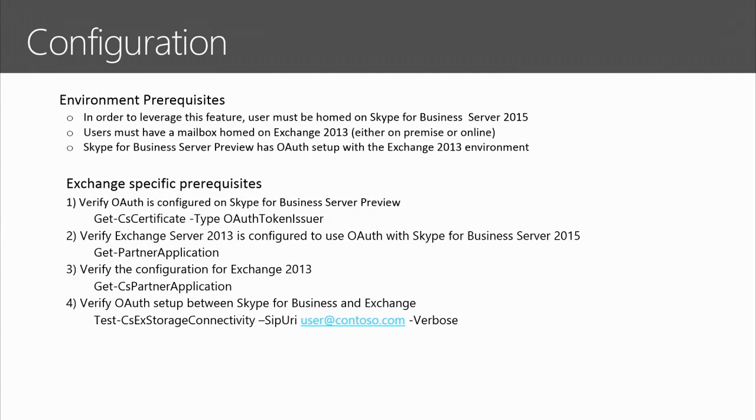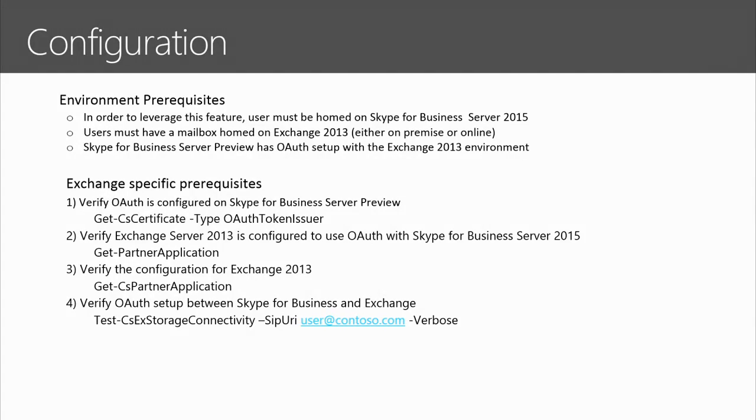Exchange-specific prerequisites: you have to make sure Lync and Exchange are able to exchange traffic properly. You have to make sure OAuth is configured. You can run through these commands and make sure that is configured. If your environment already has OAuth configured, then you can just verify this, and your server-side conversation history is almost working. You just have to go through some more steps that I'll be discussing in the next slide. And then the Get-PartnerApplication, if you're familiar with setting up OAuth, these are the standard configuration cmdlets. You can verify using Get-CS. The cmdlets that have CS are Lync and Skype for Business Server specific, and the ones without CS are to be run on the Exchange server.